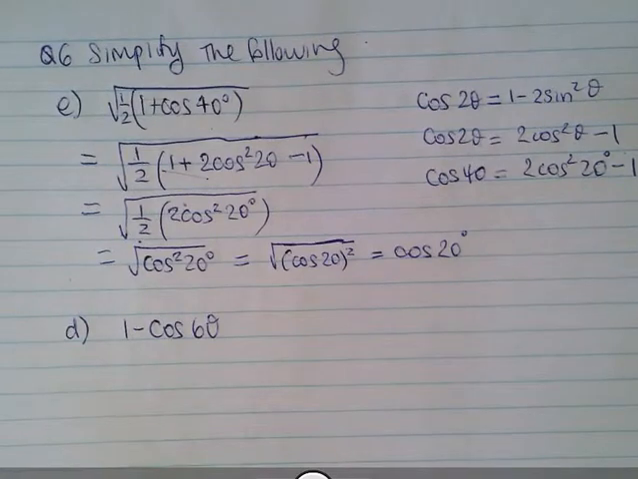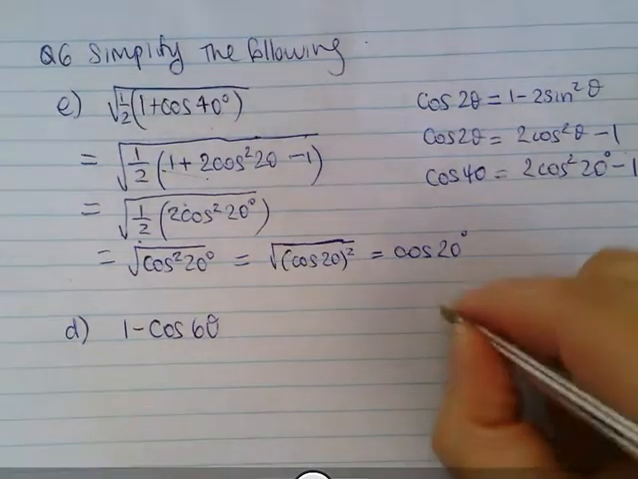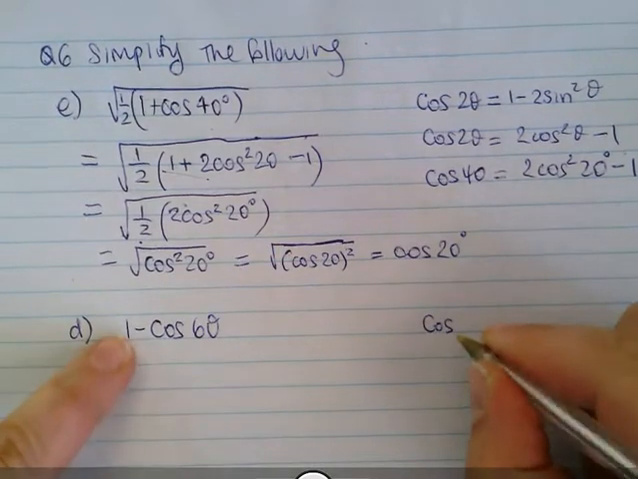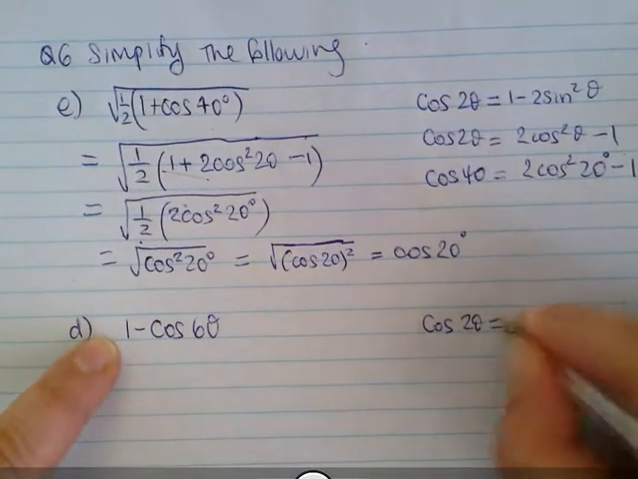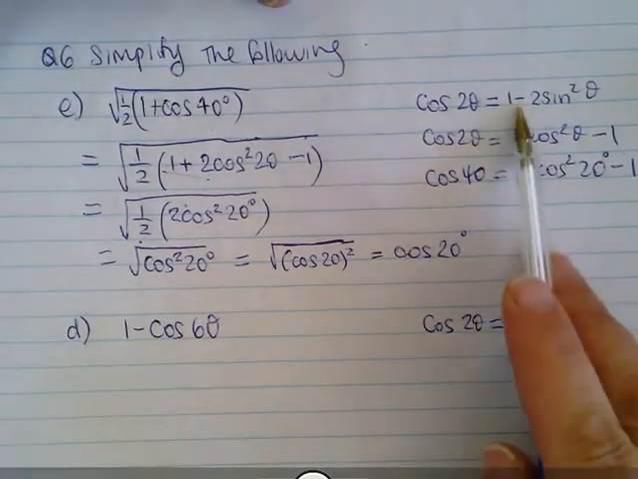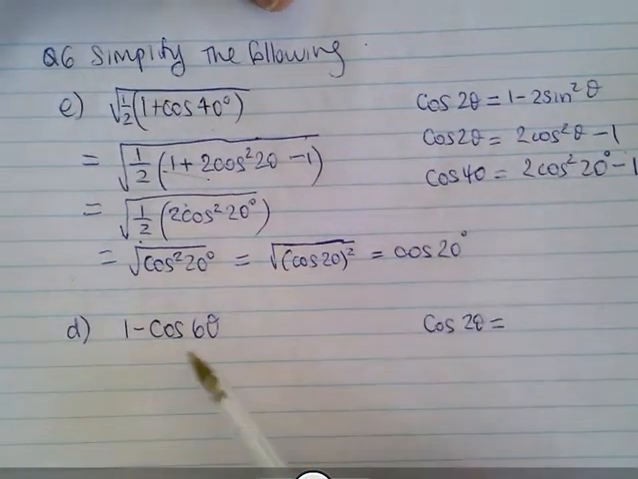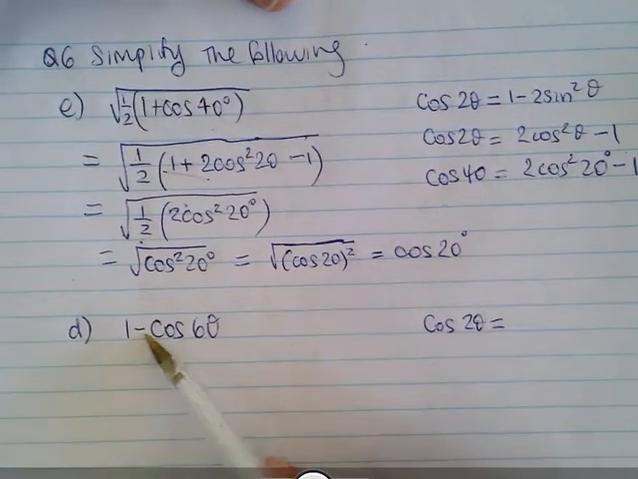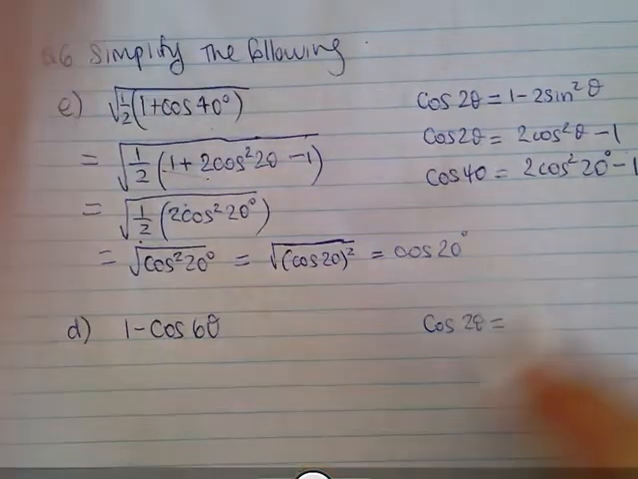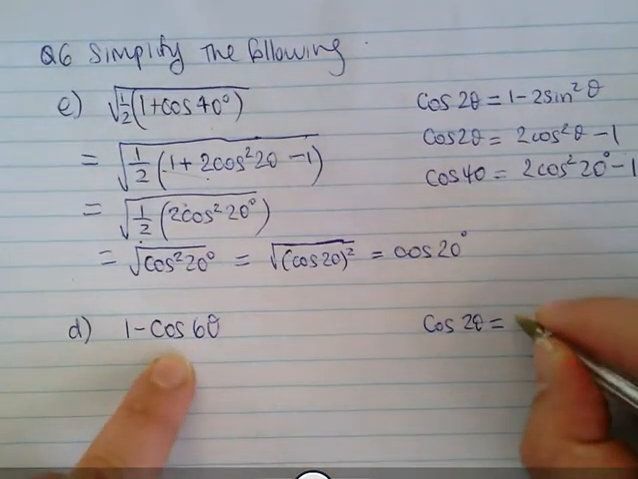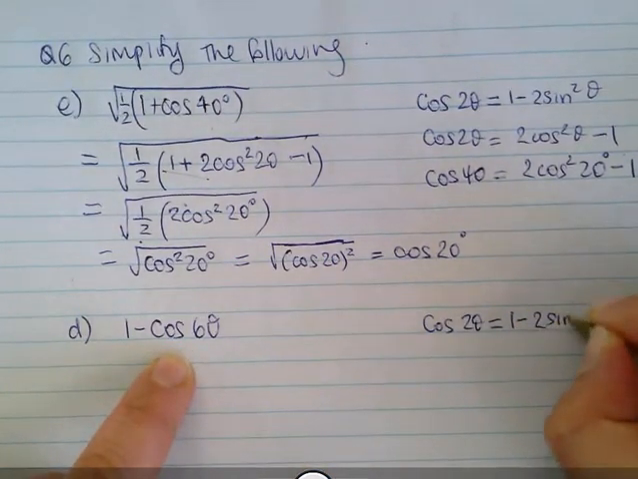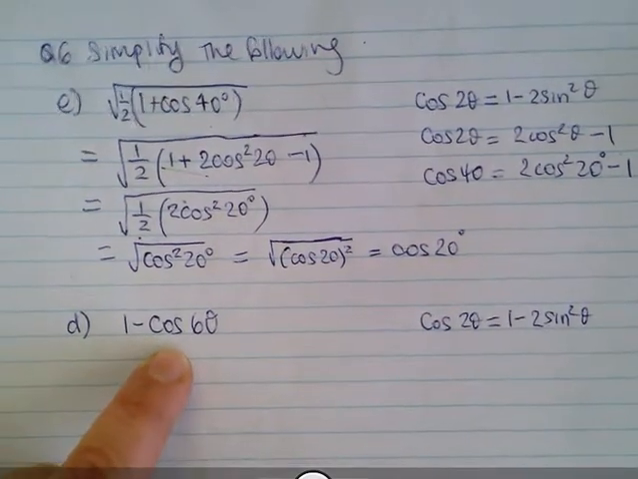Let's try and use the double angle results again, but you've got to be careful. Let's just see what we know. We'd like this 1 to go. I'm just going to write cos of 2 theta. What's cos of 2 theta again? Which one are we going to use? 1 minus, we want 1 minus 1, don't we? Let's do this one: 1 minus 2 sine squared theta, yeah?